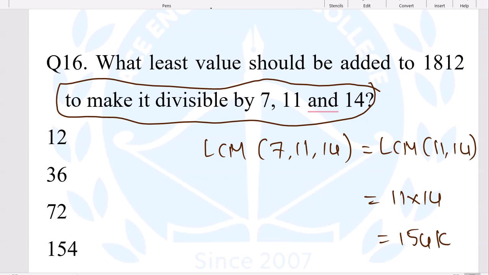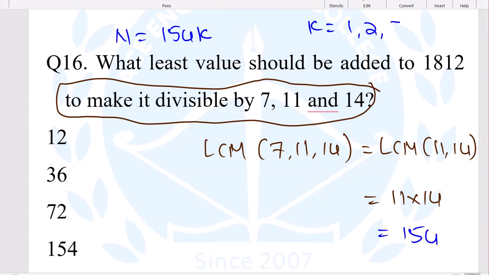Okay, LCM is 154, but the question asks what is to be added to this number. That means your answer needs a multiple of 154 near to it. 154 10 times is 1540. So your answer should be a 154 multiple, 154 into k, where k can be 1, 2, 3, any value, right? If I do into 10, 1540, into 12 means we need to add 308. So I think k value can be 12. If you put that, then it will come near. K value 12: 1540 plus 308 is 1848.